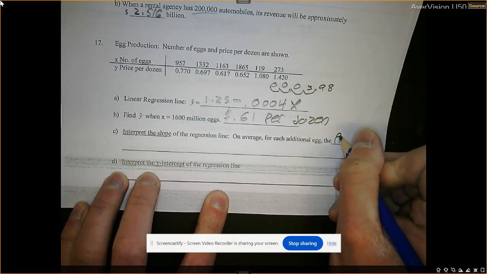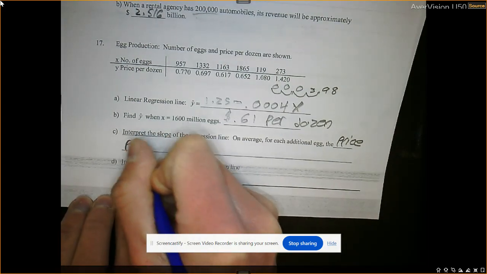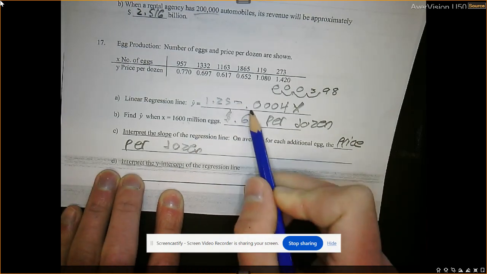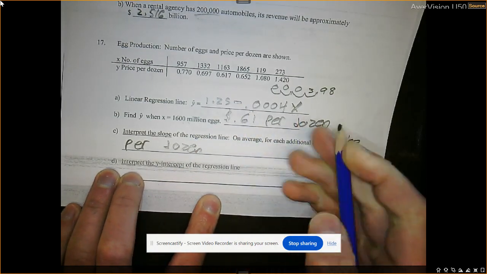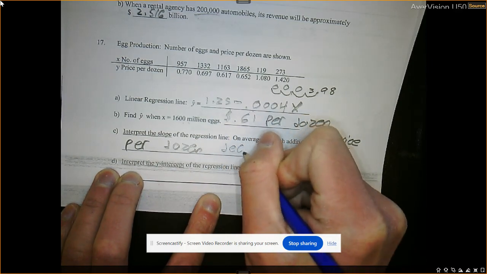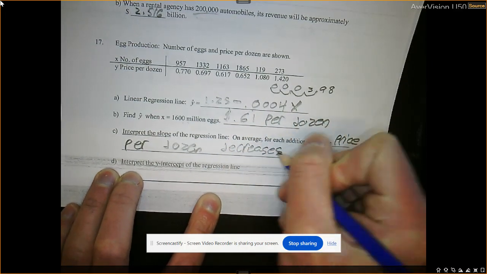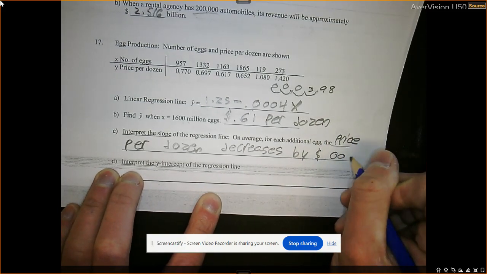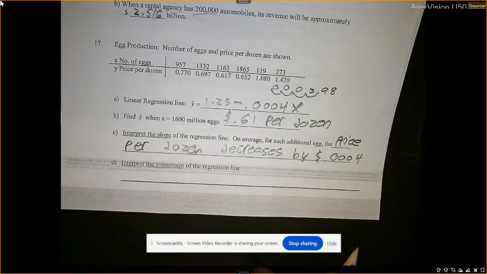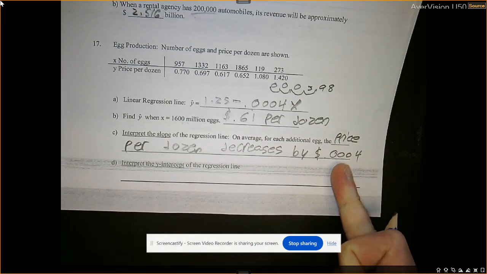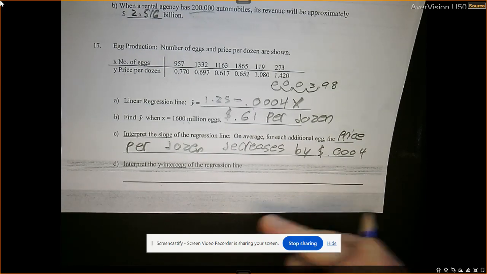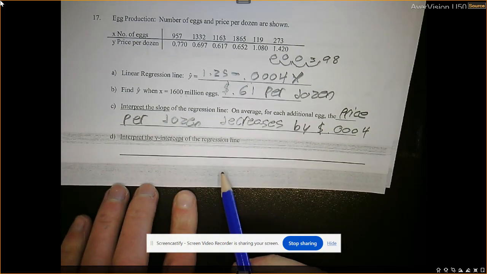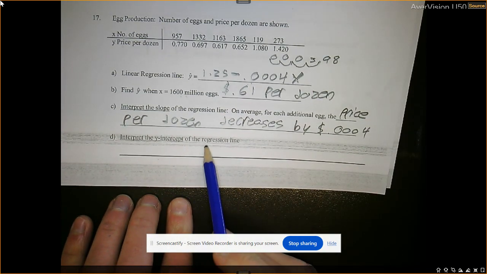the price per dozen. Is it increasing or decreasing? Well, b is negative, right? B is negative. It's decreasing, and it decreases by, and it's not a lot, right? It's 0.0004. And that's for each dozen, which obviously is less than a cent, and you're right. But when we're talking about 1,600 million eggs down the road, that's going to add up to something, right? And then interpret the y-intercept of the regression line.